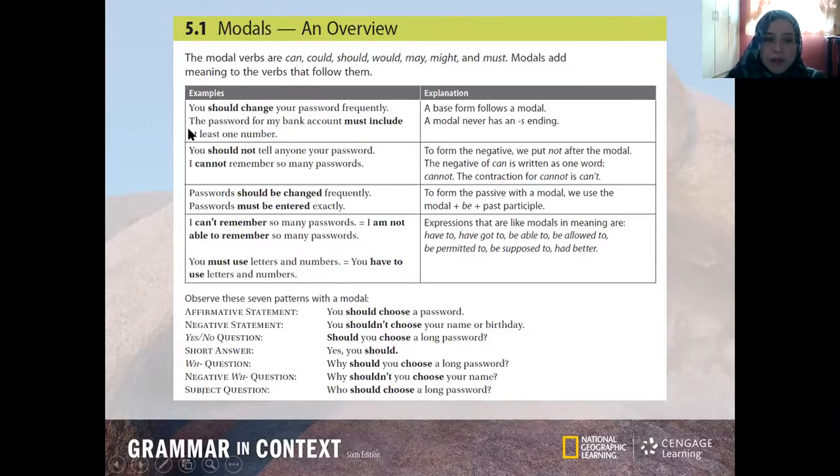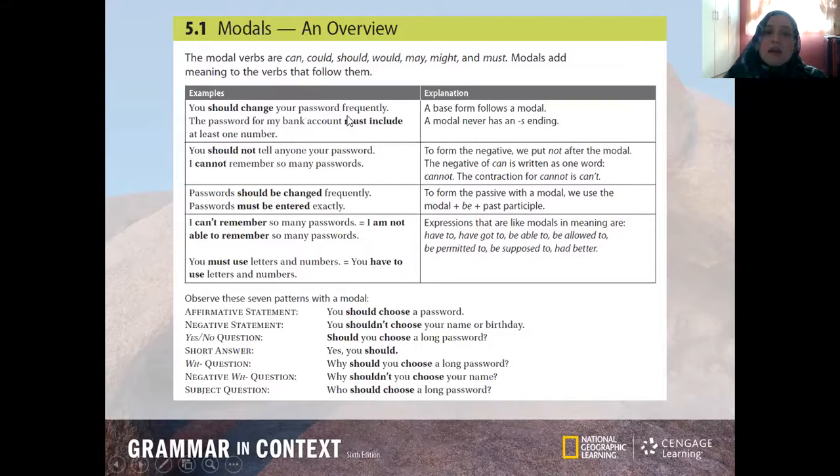Let's look at the example here. The password for my bank account must include at least one number. So you can see, even though the password for my bank account is actually one singular idea, remember the main verb must always be in the base form. So the main verb will not have the S to indicate that this is singular.